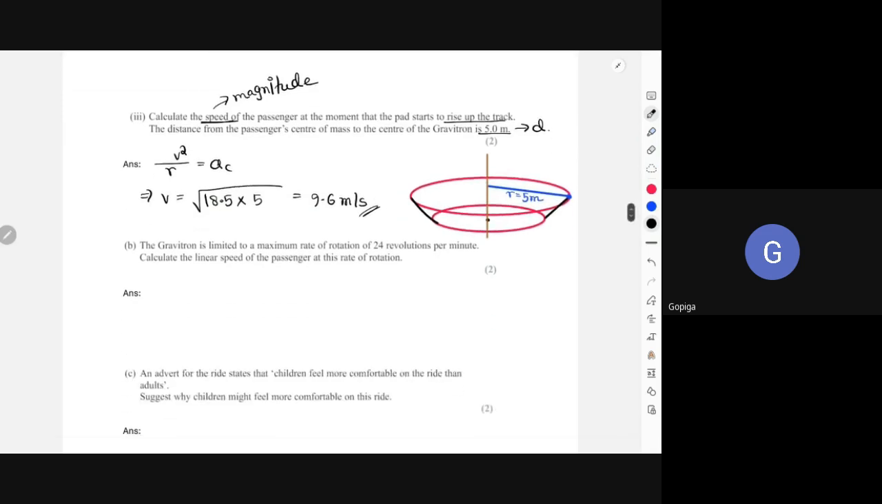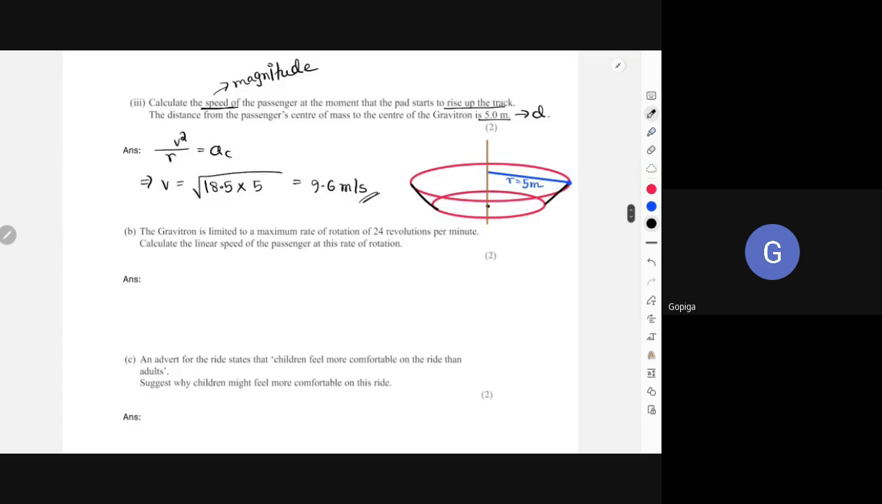Okay, now again for the next part, for part B, it says that the graviton is limited to a maximum rate of rotations of 24 rotations per minute. So 24 revolutions per minute. So that's basically 24 with 2 pi, and per minute means 60 seconds. And now they want to find out the linear speed of the passengers at this rate. They are asking you to find out the linear speed.